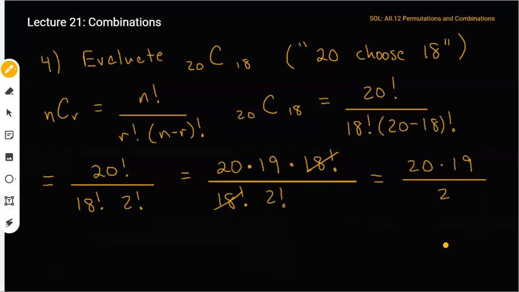So now I can simplify the top a little bit and the bottom. If I divide by 2 at the top, I'm going to get 10. If I divide by 2 at the bottom, that 2 is going to be replaced by a 1. So now I'm dividing by 1. That's not going to change anything. So I'm just going to have 10 times 19 at the top. And that's going to give me 190. That's the number of combinations that I can create if I have 20 objects and I need to choose 18 of them.